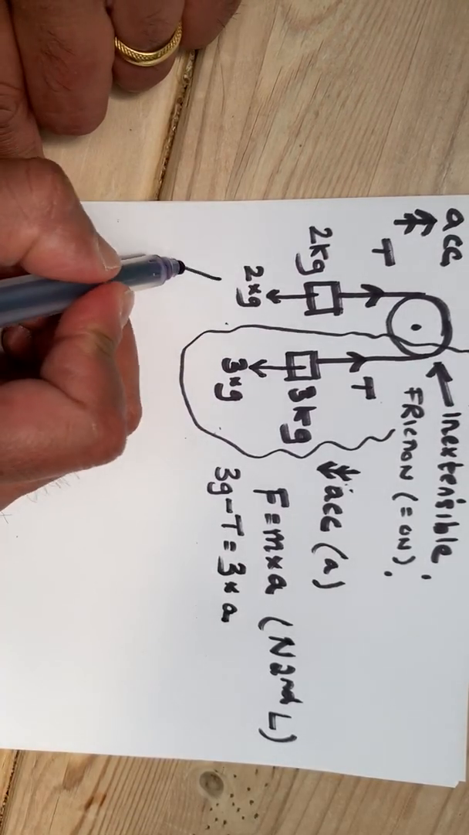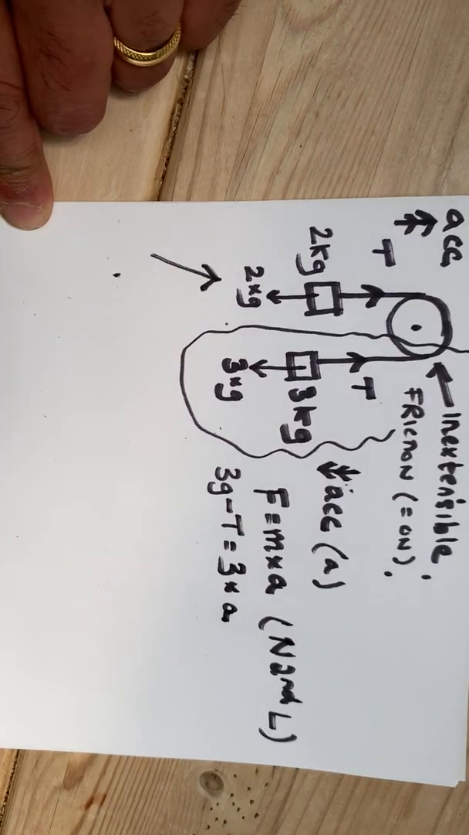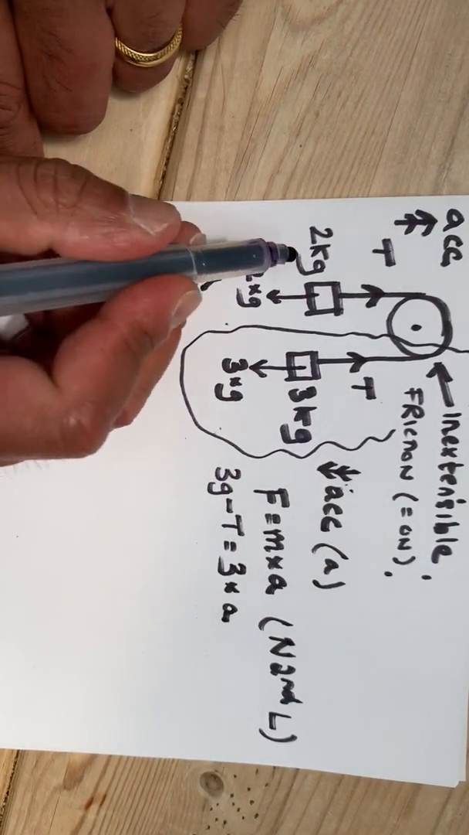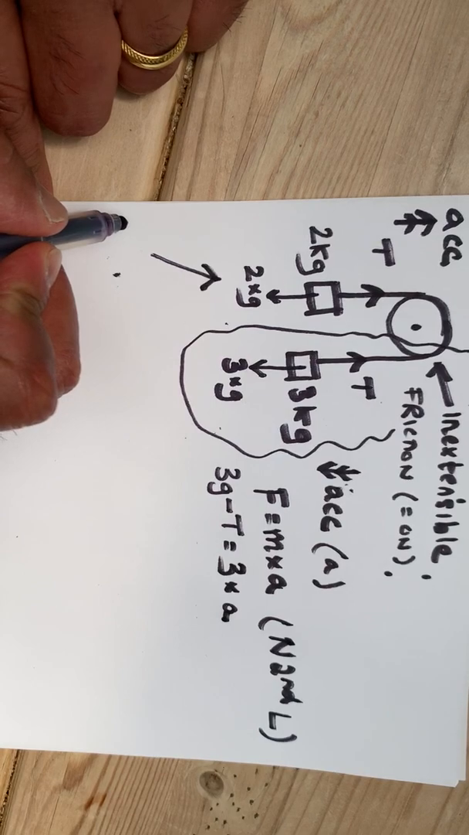Now when you look at this section here, we can see that the motion of the object is acting upwards. So we can say the resultant force is T.